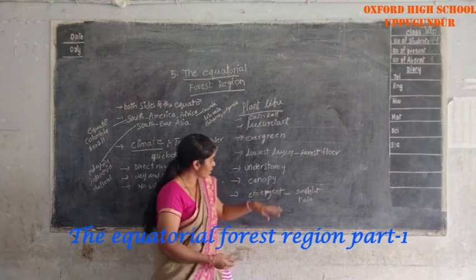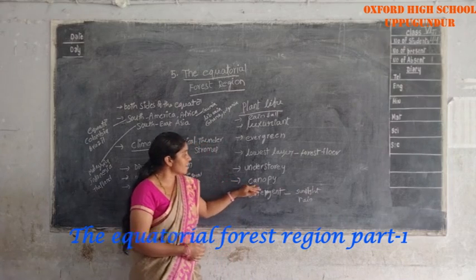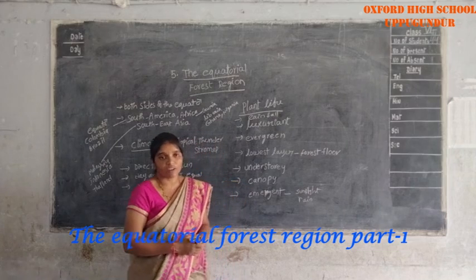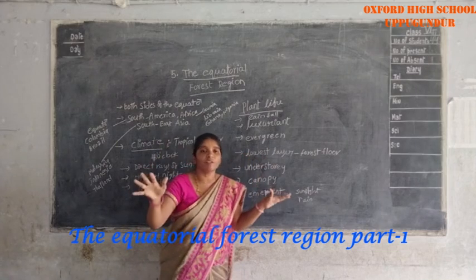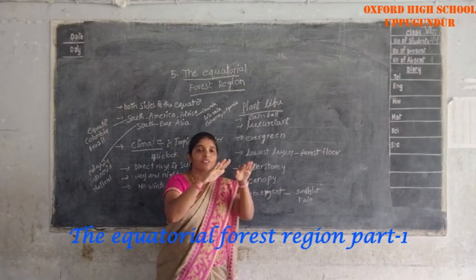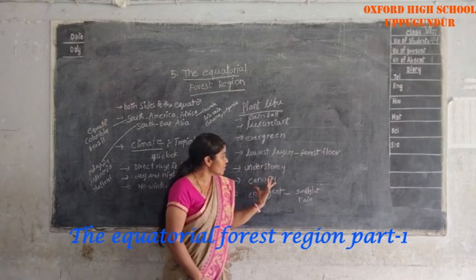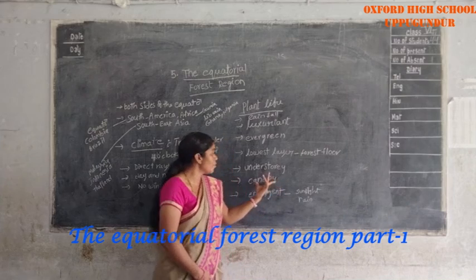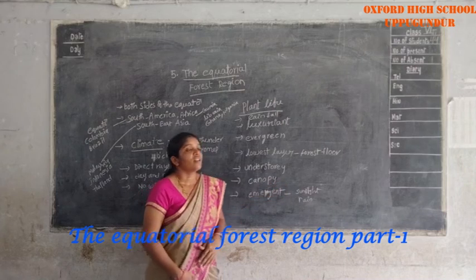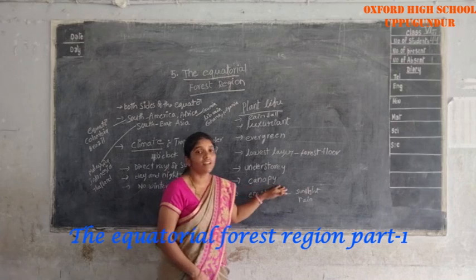The third layer is the canopy. In this layer, the trees look like an umbrella. That means they spread out a lot. The trees join one after another and look like an umbrella. So we call this layer the canopy layer. Umbrella-like trees are there.